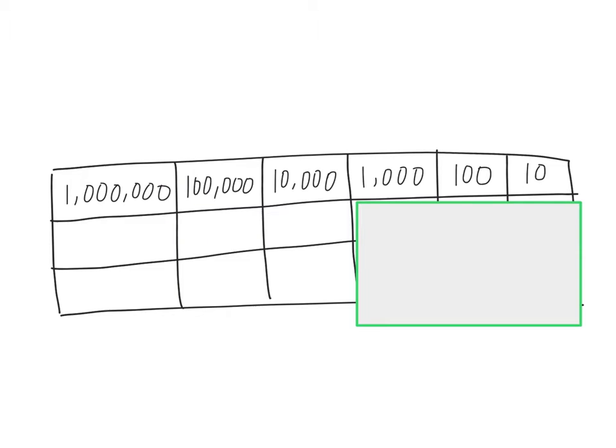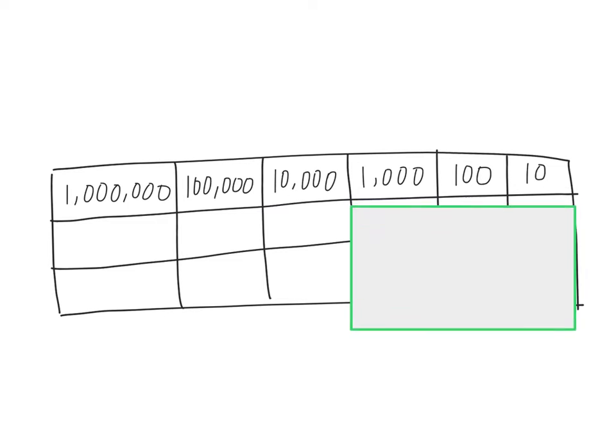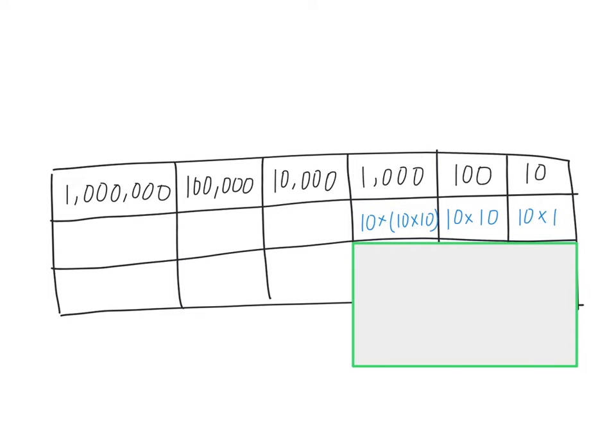Okay, so here we can see we have a place value chart. And as Samarth said earlier, he noticed that these place value positions are all factors of 10, right? 10 is the same as 10 times 1. Or 100 is the same as 10 times 10. 1,000 is the same as 10 times 10 times 10.